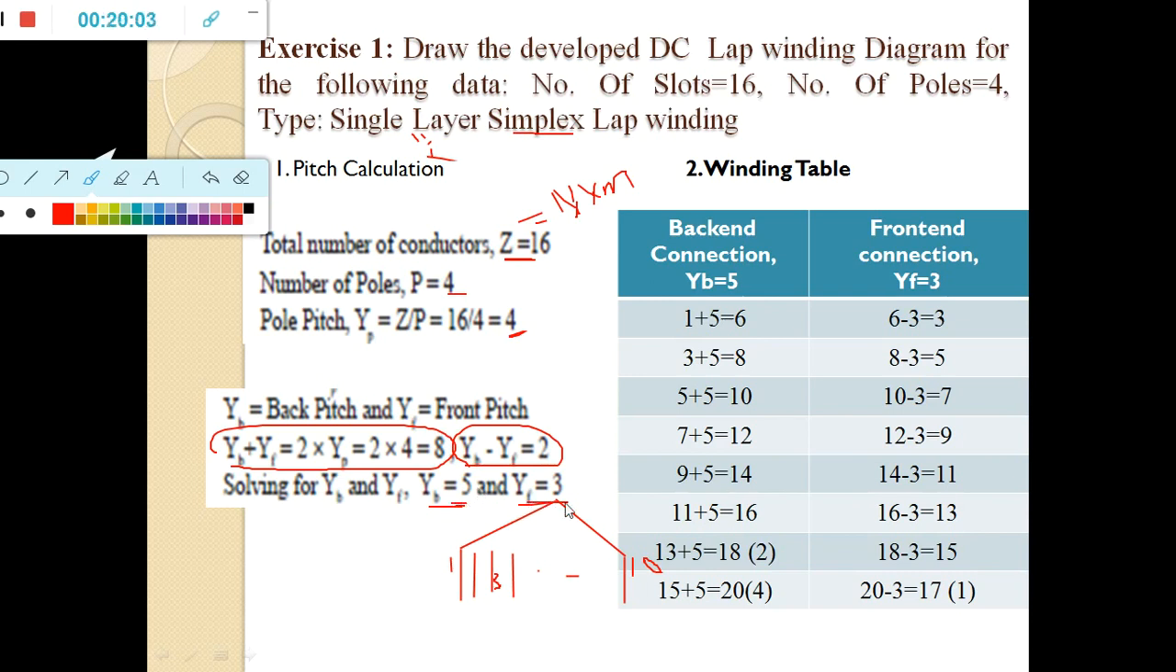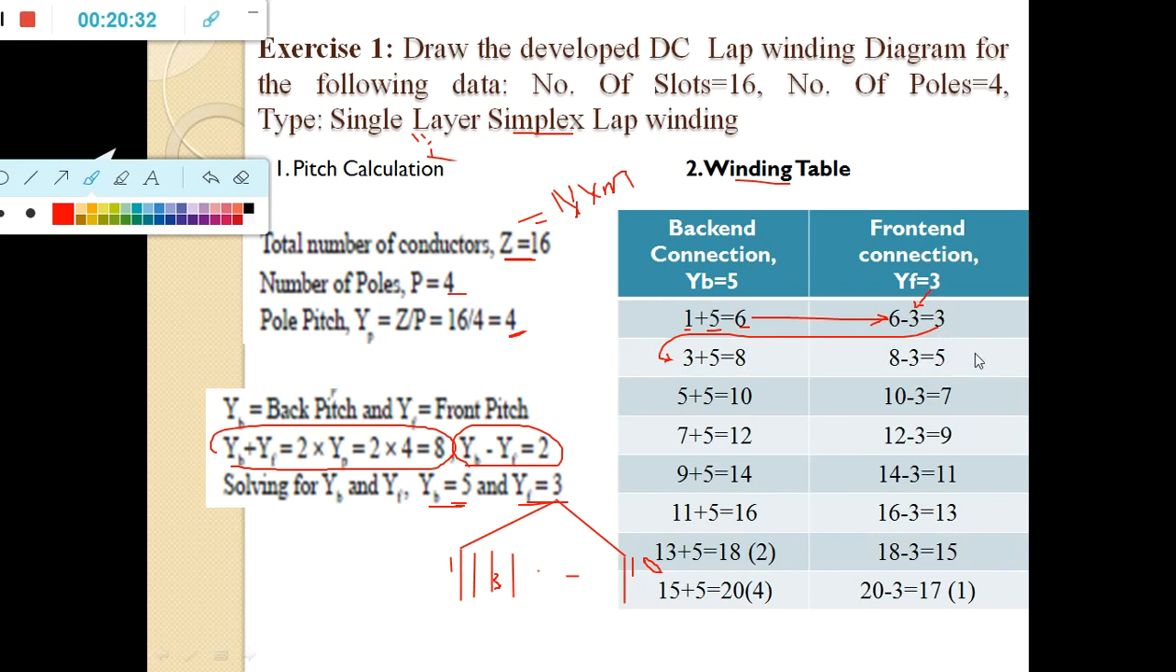The next step is to go for the winding table, right? This is the back end connection, and then the front end connection starts from the first conductor. I should always start from the first conductor. So 1 plus YB, where YB is 5, is 6, and 6 minus 3, that is YF equal to 3, is 3. And again 3 plus 5 is 8, 8 minus 3 is equal to 5.